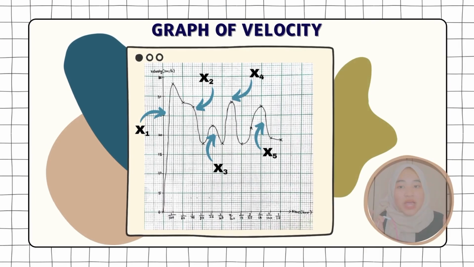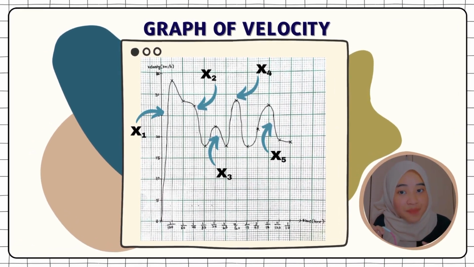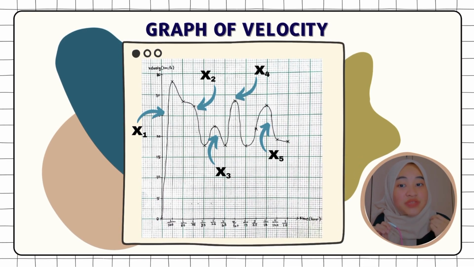Alright, this is our graph that has been plotted. Our x-axis is time in the unit of hours and our y-axis is our velocity in the unit of kilometers per hour. We divided it into several parts of the graph to get the equations separately to make it easier. We have the first part labeled as x1, for example, next x2, x3 and so on.